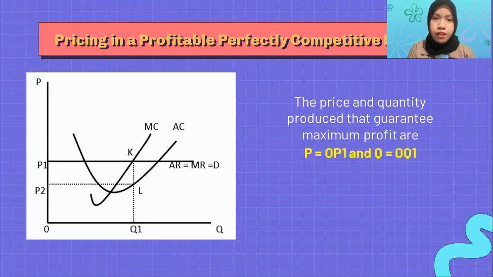Pricing in a profitable perfectly competitive market. The price and quantity of products that guarantee maximum profit are P equals 0, P1, this line, and Q is 0, Q1.